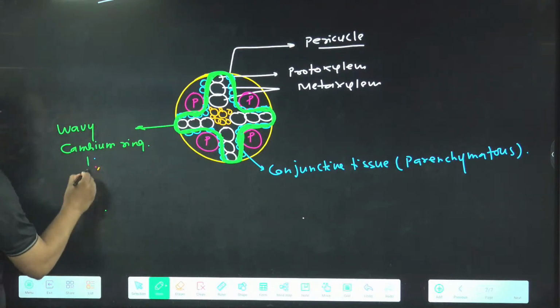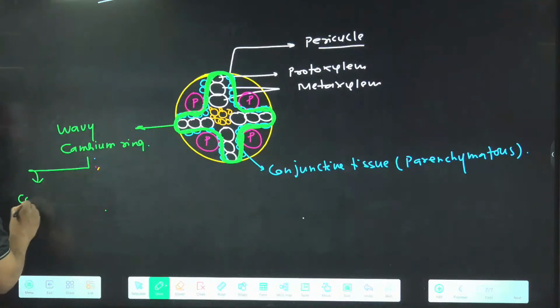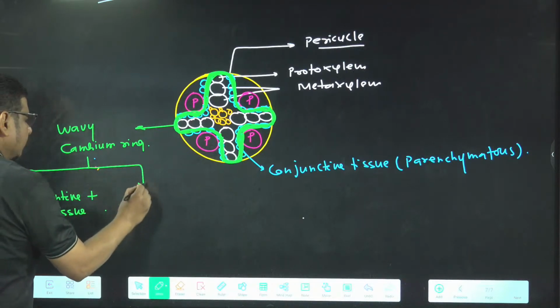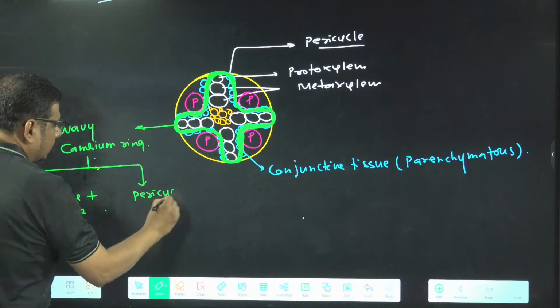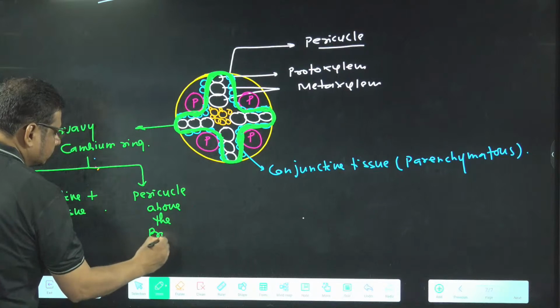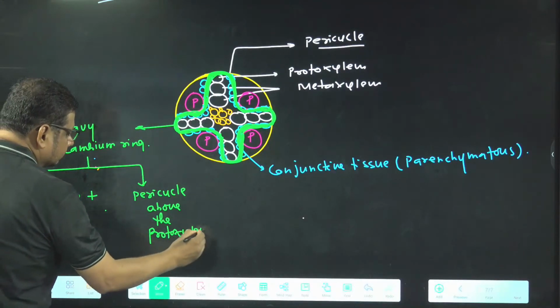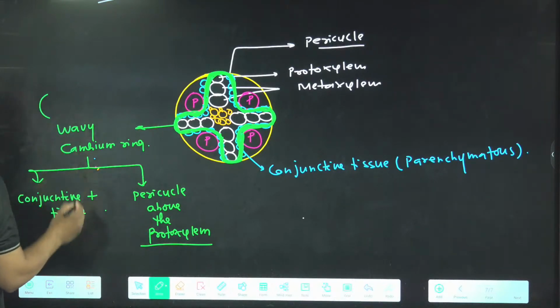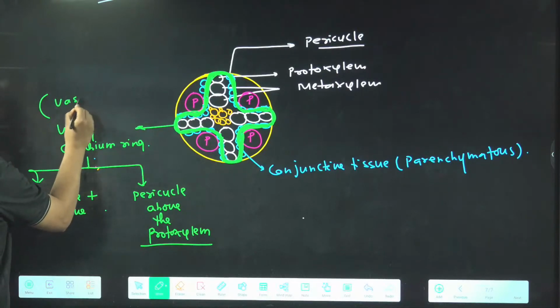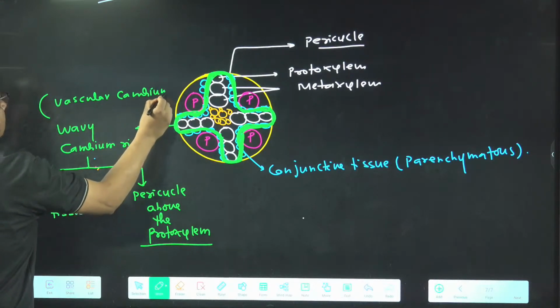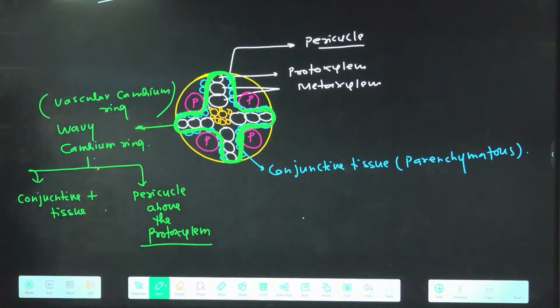This wavy cambium ring is formed by whom? Conjunctive tissue plus the pericycle above the protoxylem. They together form the wavy cambium ring. What is this wavy cambium ring basically? It is the vascular cambium ring. And it forms in which region? The intrastellar region.